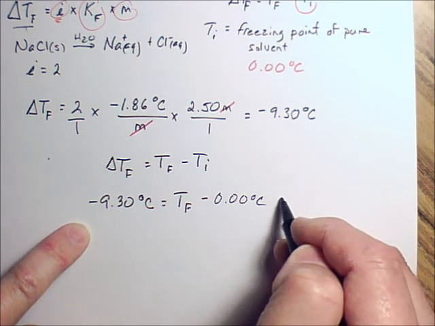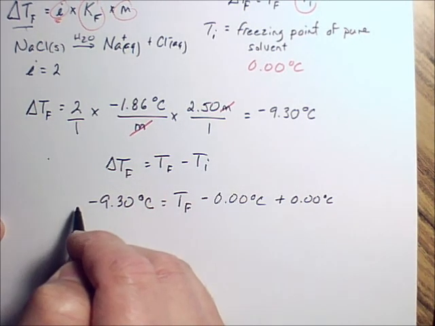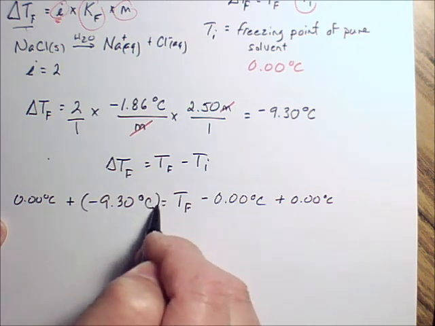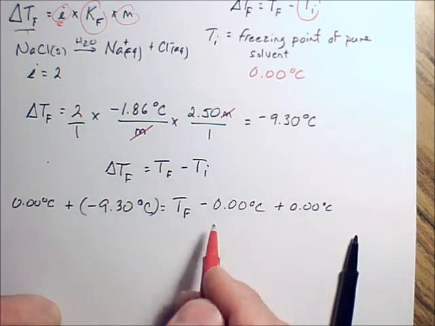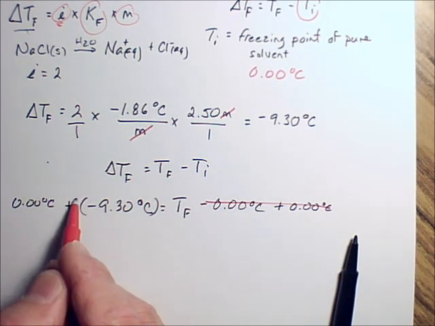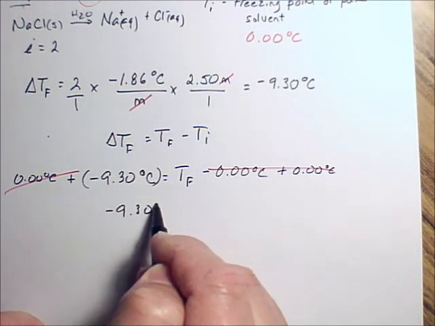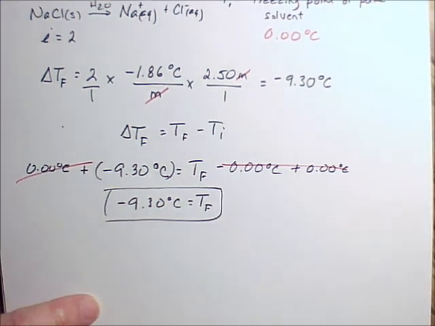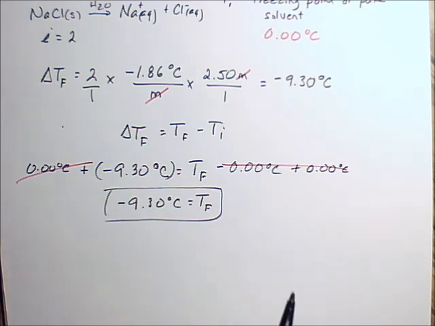So we're going to add 0.00 degrees C to both sides. Okay? Well, when I add 0.00 degrees C, of course this all cancels, and 0 is just 0. So the answer to this question is negative 9.30 degrees C equals the final temperature. Yeah, that's a significant digits error. It's not a lot of points, but you need to learn to do that right. Okay?